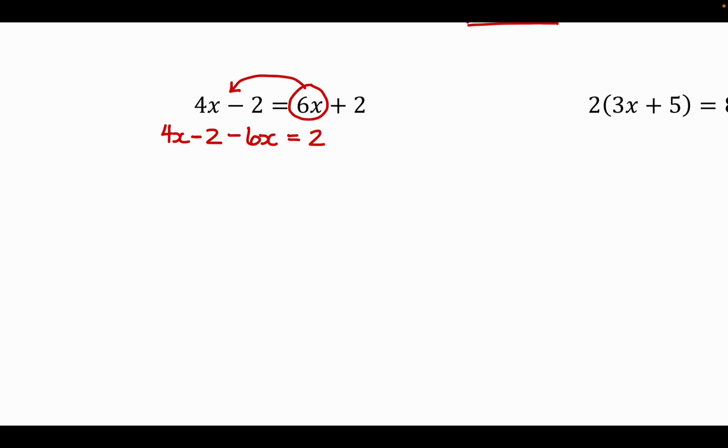And you can do this all in one step. I'm going to show it in separate steps. And then I have this minus 2 that's hanging out there, and it does not involve an x. So I want to get that out of there. I want x's on one side and not x's on the other side of the equal sign. So I'm going to take this minus 2 and send it over here. When it crosses the equal sign, it becomes the opposite, so it's no longer minus 2, it's plus 2. So what we're left with is 4x minus 6x equals 2 plus 2.